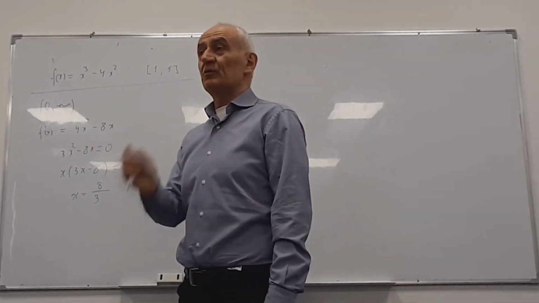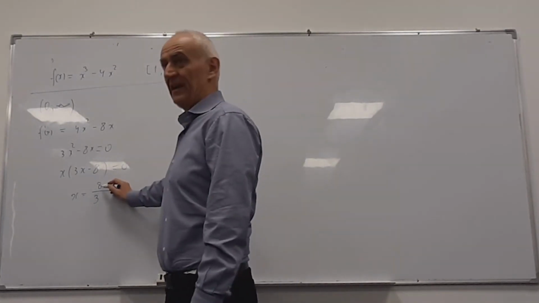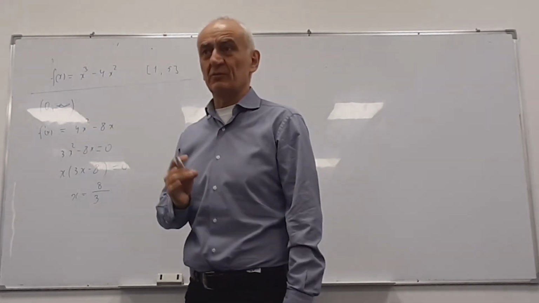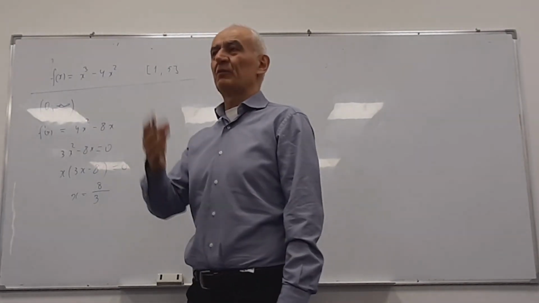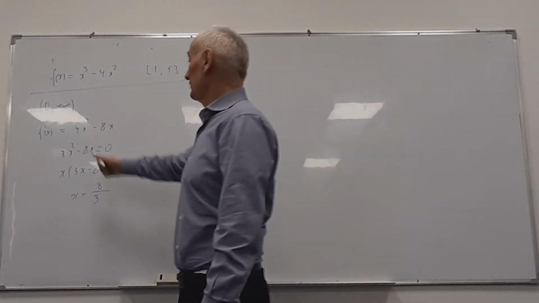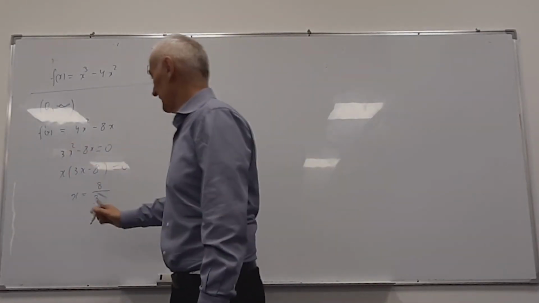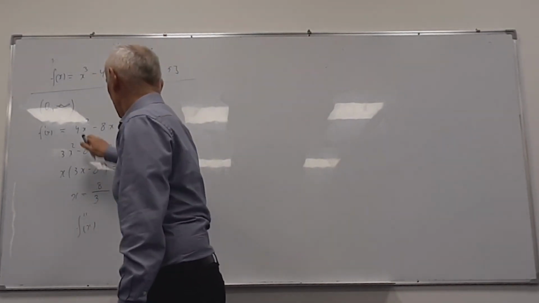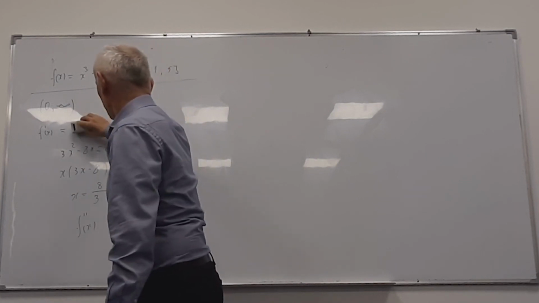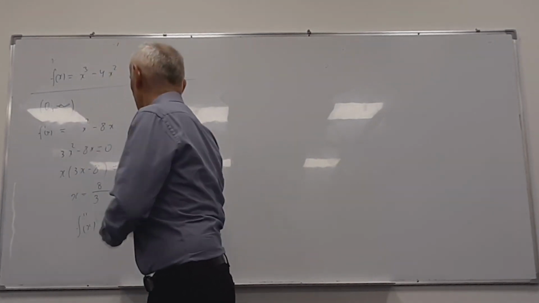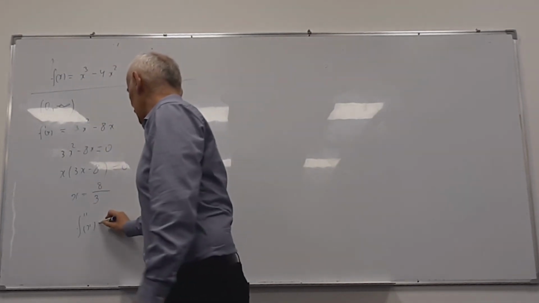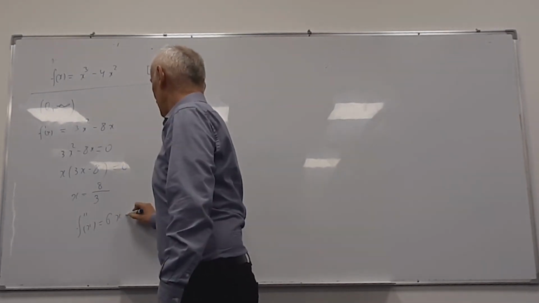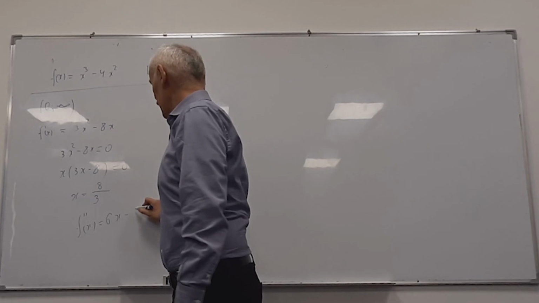Now we need to determine whether this 8 over 3 is a point of absolute maximum or absolute minimum. What can we do for this? We need to find the second derivative. The second derivative is going to be 6x minus 8. I will correct this.